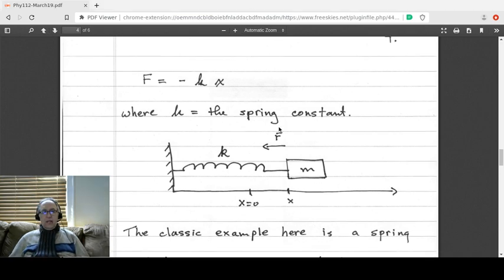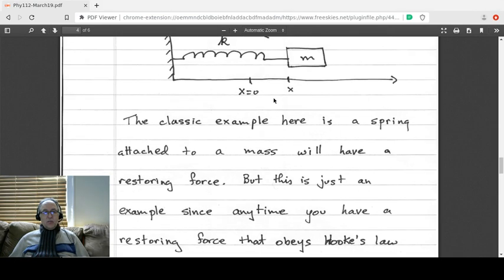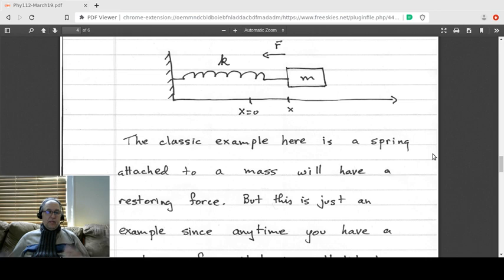Okay, and so it's this basic. Oh, I went a bit too far. Let me scroll back up. Okay. Basically, a classic example here is a spring attached to a mass, all right, with a restoring force.